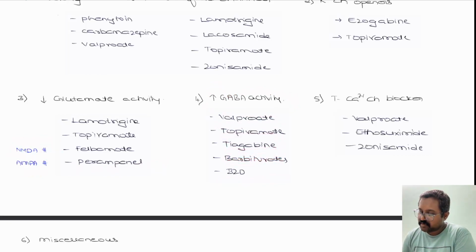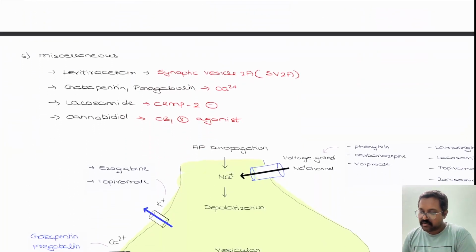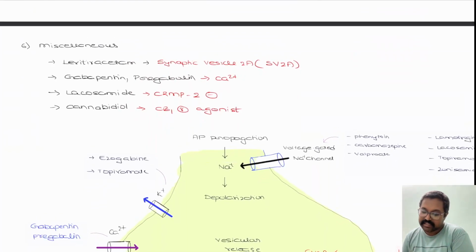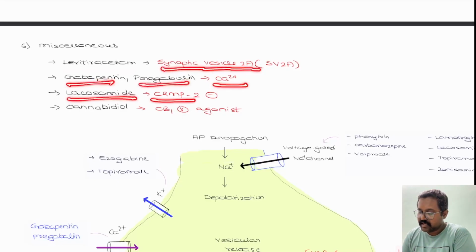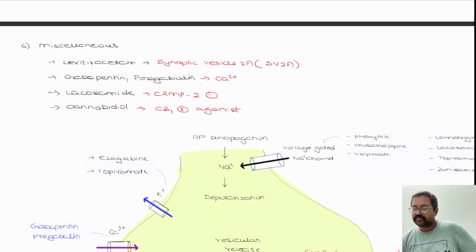The drugs which are blocking the T type of calcium channel are valproate, ethosuximide, and zonisamide. So we have a miscellaneous group of drugs, that is levetiracetam, which is a synaptic vesicle 2A agonist. We have gabapentin and pregabalin, which bind to the calcium channel. Lacosamide is a CRMP2 inhibitor. Cannabinoids are cannabinoid 1 receptor agonists.